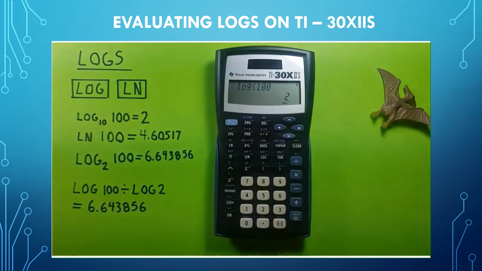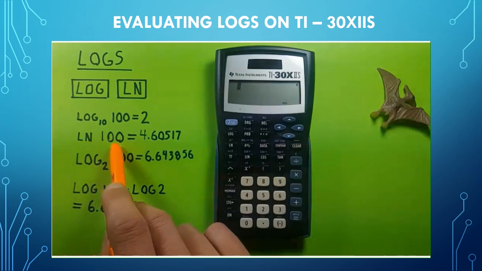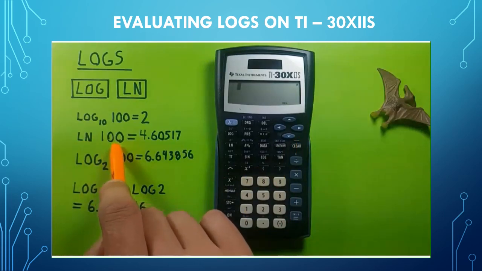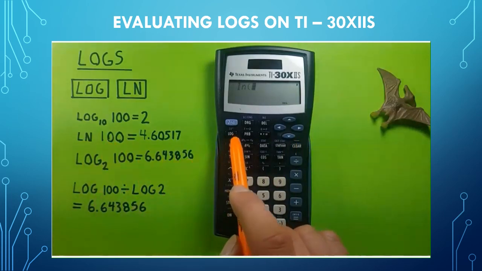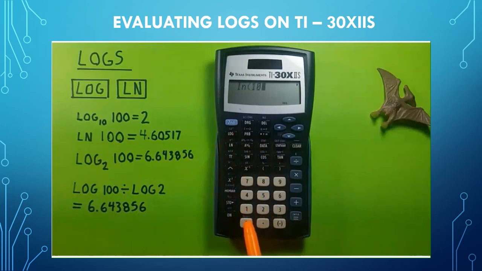We can do something similar with the natural log if we wanted to find the natural log of a number. So say in this example 100, we press the LN key, enter the 100, and press equals, and we get the natural log of the number.